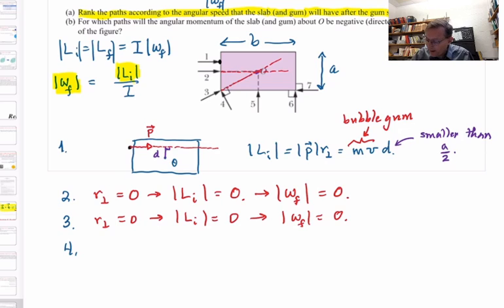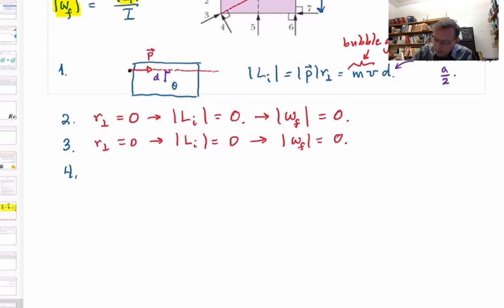Okay, that one's going to be a little bit more complicated. Let me draw my own picture. There's the slab. There's point O. Now, the arrow 4 shows me that the bubble gum is going to hit right there on the corner. Whoops, I lost part of my rectangle. The bubble gum is going to hit right there on the corner, and just as it hits, its momentum vector is that way.